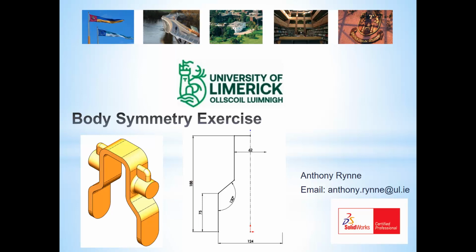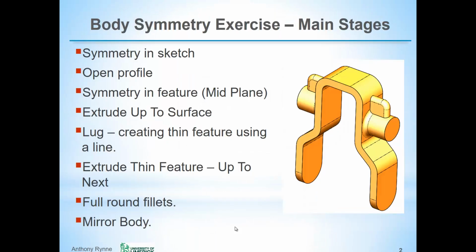In this video, we'll create the body symmetry exercise you see here on the left. The base feature sketch is as shown here and is fully defined with just 5 dimensions as shown. This component is symmetrical about both the right and front planes. So we'll use symmetry in the sketch, which we'll create on the front plane, and we'll create just an open profile. We'll use the mid-plane in condition to achieve symmetry in the feature.